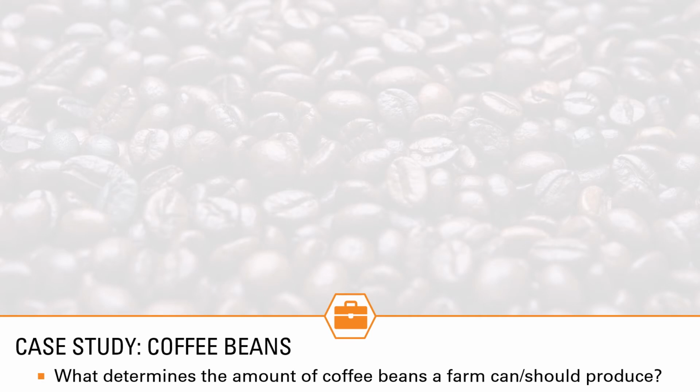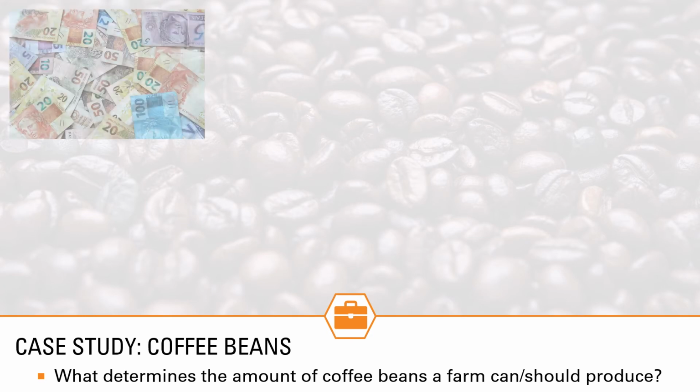Let's have a look at the different factors that might determine how much coffee beans a farm could produce. So first of all, the price. Just similar to demand, right? The price of coffee beans determines whether something is lucrative or more attractive. If the price of coffee beans per amount of effort is greater than the price of bananas, then you'd probably go and do coffee beans, right?